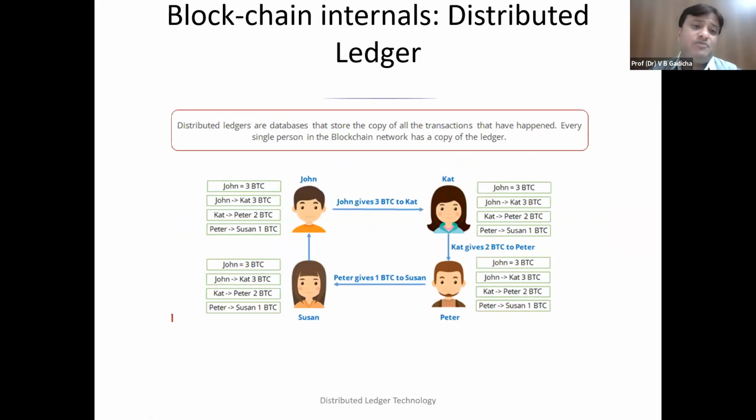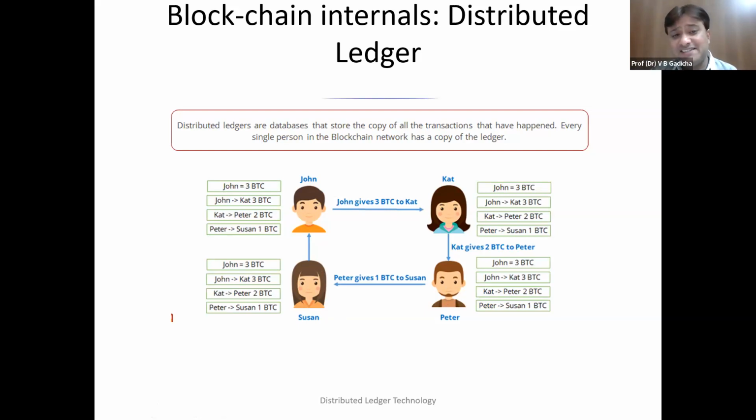Now let's talk about the distributed ledger. What actually is it? Let us consider that you have four peers, four nodes in your blockchain, namely John, Kat, Peter, and Suzanne. Suppose John is transferring 3 bitcoins to somebody, say Kat. Once John transfers 3 bitcoins, this will be updated in everybody's database.